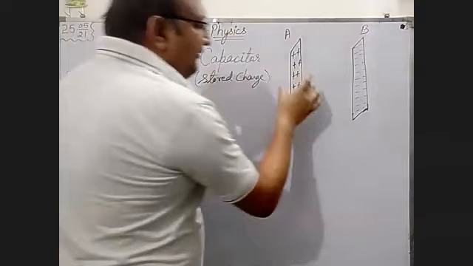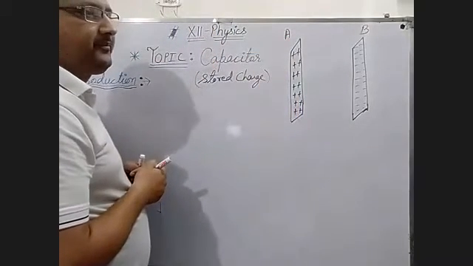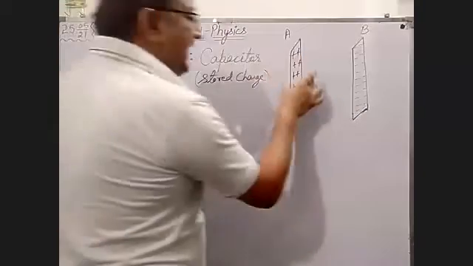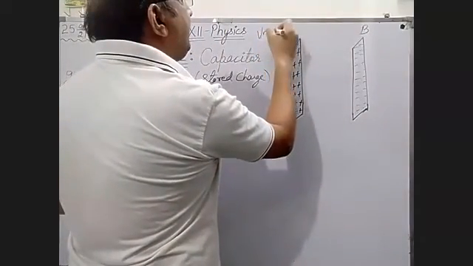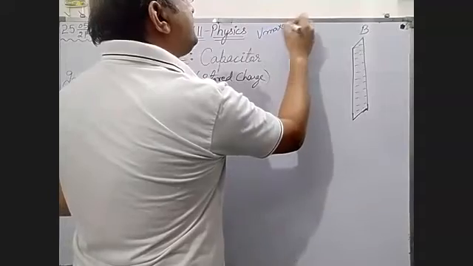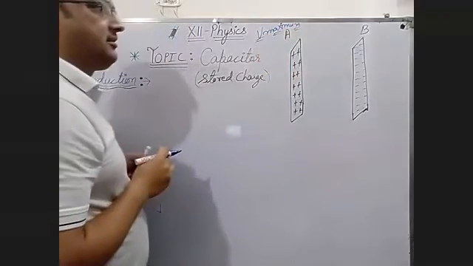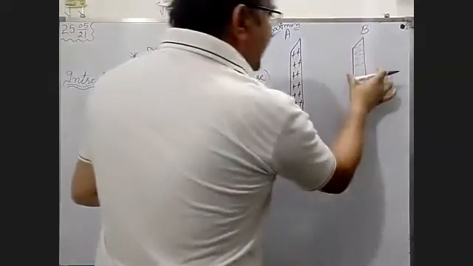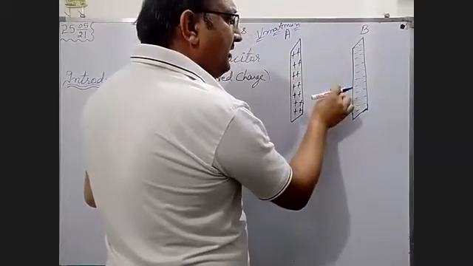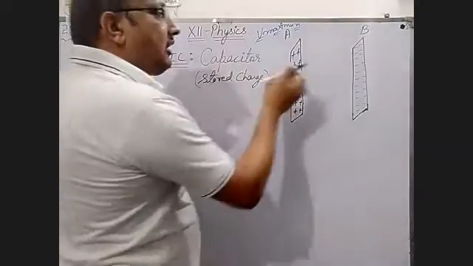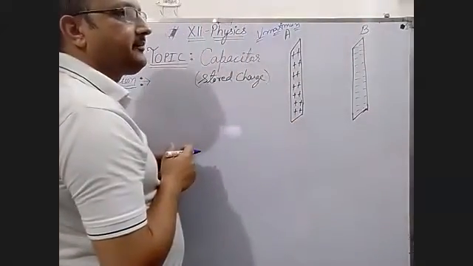After that, we stop the charging of A. And at this time, there will be a maximum potential. But when we place the uncharged plate near to it, automatically a negative charge appears on that plate.